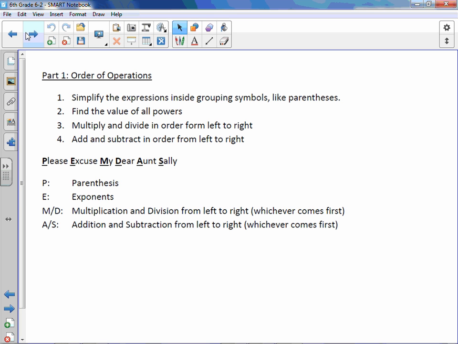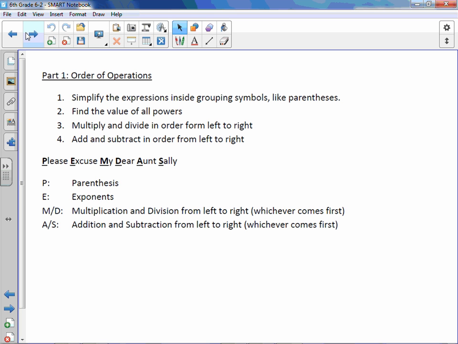Then find the value of all the powers. Step 3 is to multiply and divide in order from left to right. So if division happens before multiplication, you must do the division first. And vice versa. If multiplication happens before division, you must do the multiplication first. And lastly, your addition and subtraction from left to right, same rules as multiplication and division. Whichever one comes first, that's the one you do.